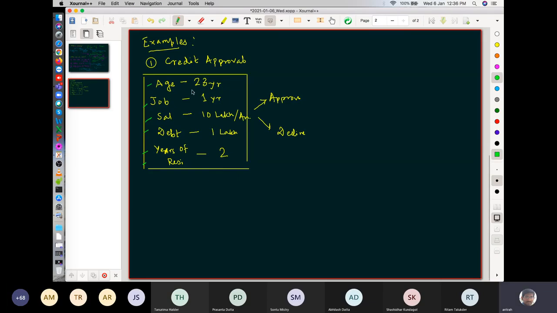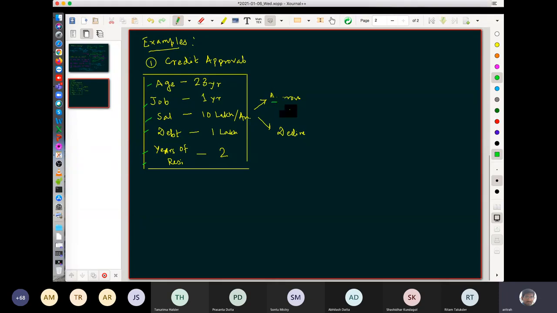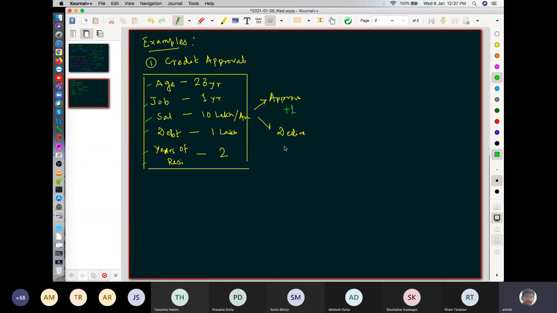But there must exist a pattern, because depending on certain values of these, with some parameters, if I plug them in here and do some mathematical jugglery, and it goes beyond a threshold, I can approve or not. So I can find certain patterns over it. So this is a good problem to apply machine learning to. And as you see, I want a decision to be +1 for approve or -1 for decline.